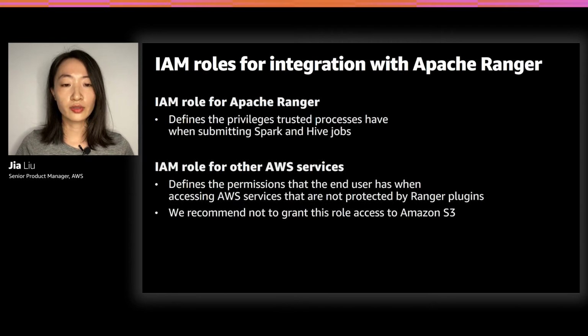There are two IAM roles you need to consider for integrating with Ranger. The first role is called IAM role for Apache Ranger. This is the role where you can define all the privileges a trusted process can have when submitting Spark and Hive jobs. The second role is called IAM role for other AWS services. This means you can define the permissions for any access that you don't need Apache Ranger to protect. For security purposes, we do not recommend granting this role any access to Amazon S3.